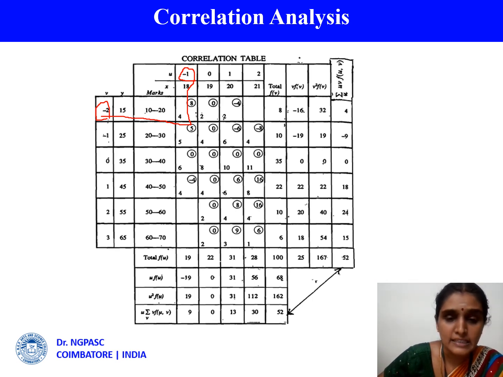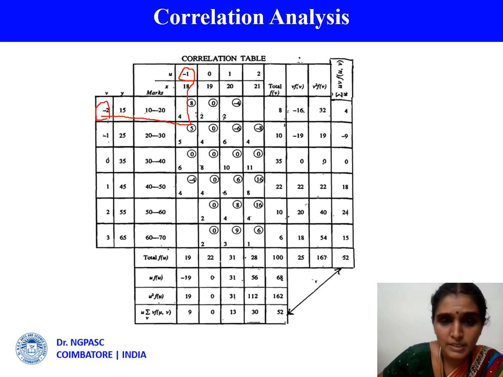After calculating this, we can find the remaining data. The first data is f of v in the v column. f of v is given in the question itself. After that, we have to calculate v into f of v. The respective v value is -2. So you multiply this -2 with 8, you will get -16.